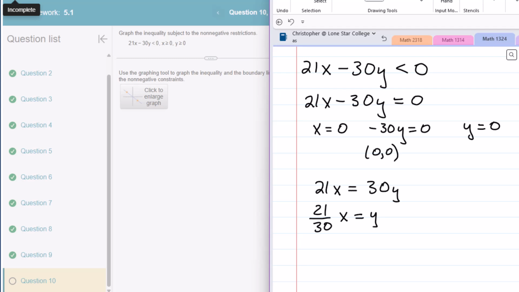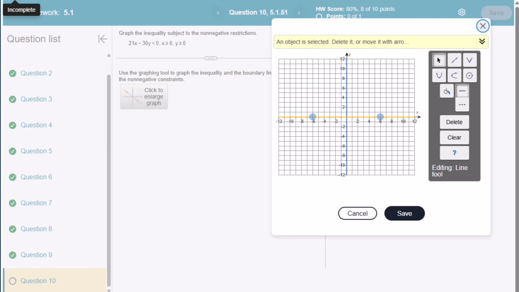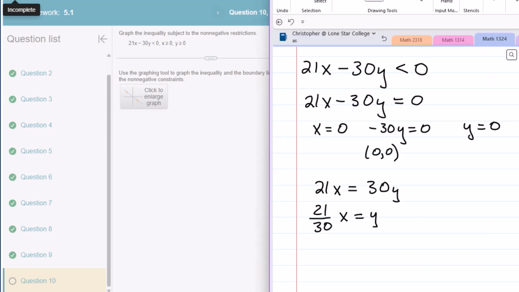Let's see, 21 over 30. Oh, that's not going to work so well, because I can't go that far. Huh. So what in the world are we going to do? Well, let's see. Oh, 21 over 30, I think I can reduce that. Right? Because I could take a 3 into the top and I'd get a 7. And I could take a 3 into the bottom and I'd get a 10. Oh, a run of 10, a rise of 7. I think that'll work.